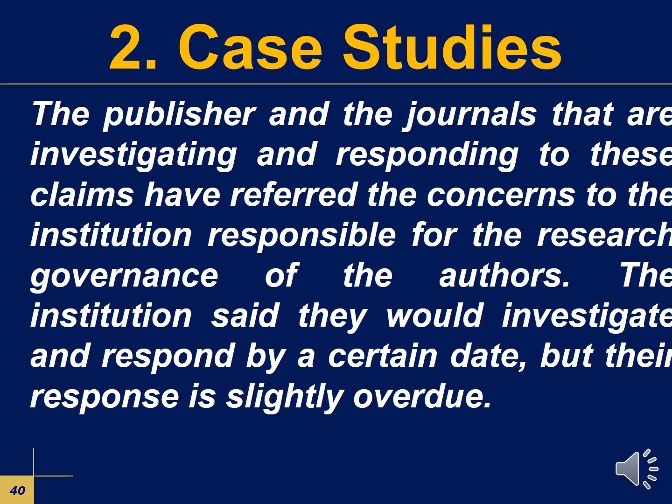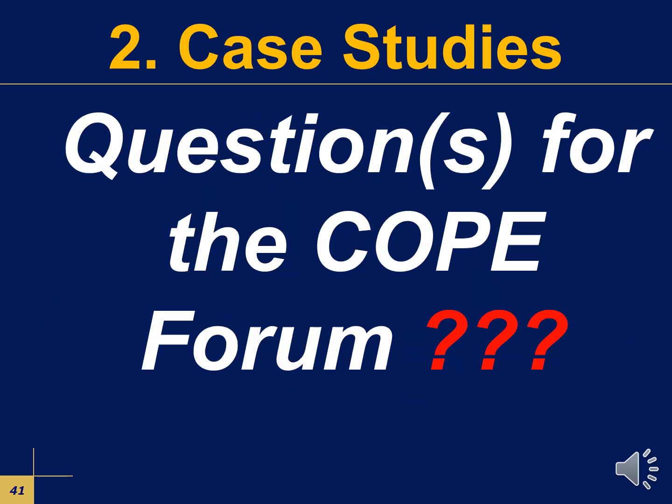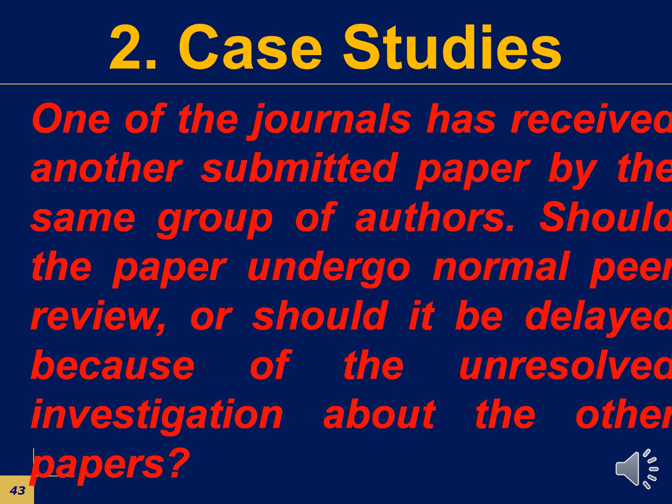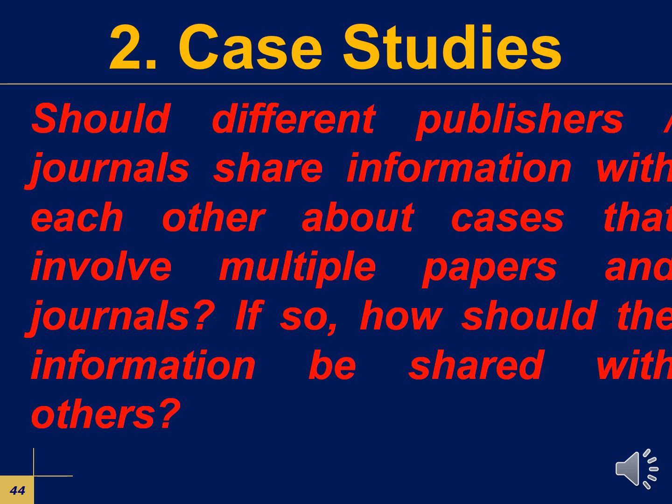Yes. Should I go forward? I have some questions. One of the journals has received another submitted paper by the same group of authors. Should the paper undergo normal peer review or should it be delayed because of the unresolved investigation about the other papers? What is your suggestion about it? One more. Should different publishers, journals share information with each other about cases that involve multiple papers and journals? If so, how should the information be shared with others?